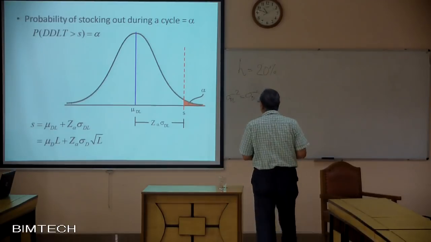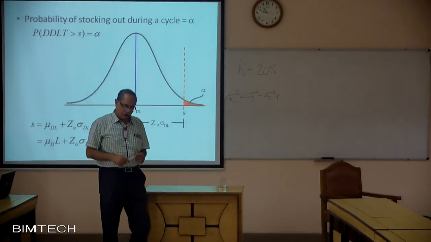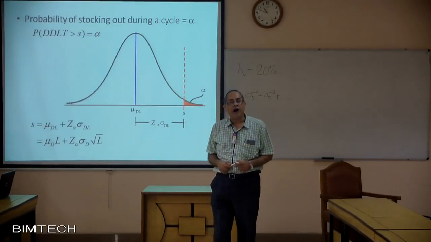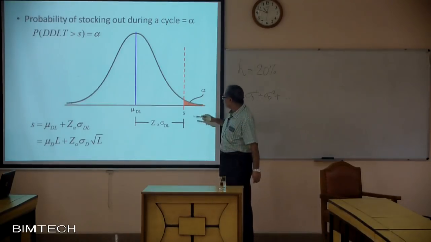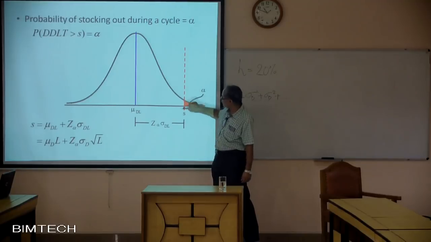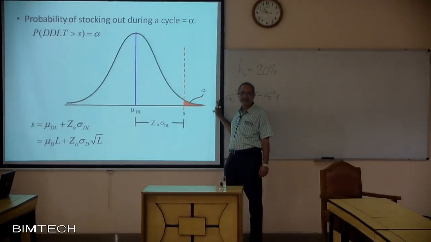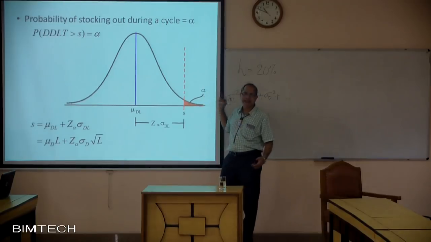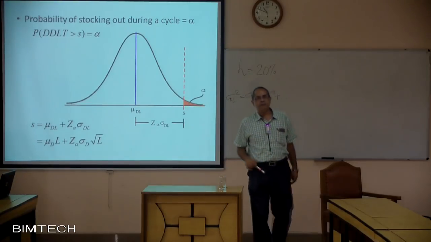So we have to decide how much of the total demand we cover up, and therefore we define something called the probability of a stock out. Okay, and let's say that the probability of a stock out during a cycle is alpha. Alpha is something that we determine. So what is stock out? Let's say this is my demand during the lead time, and this is my S level, the reorder level, and when will a stock out happen? Whenever the demand exceeds this level. As long as the demand is in this zone, we are absolutely fine. But the moment the demand exceeds is when we have a stock out. And therefore, alpha is the area shaded here in red.